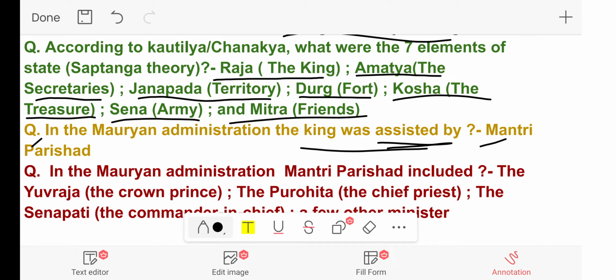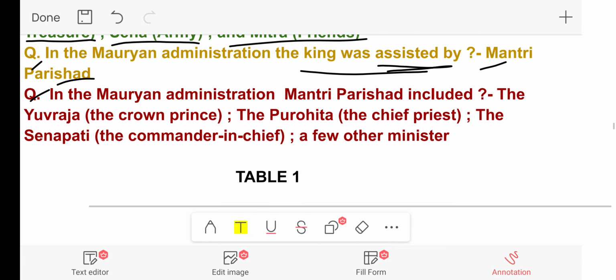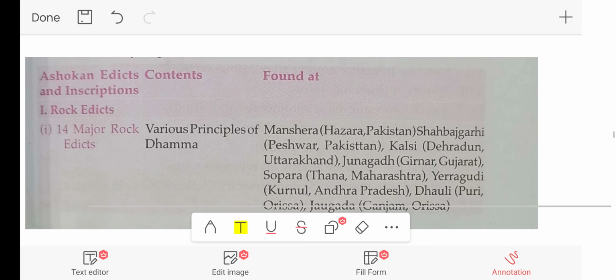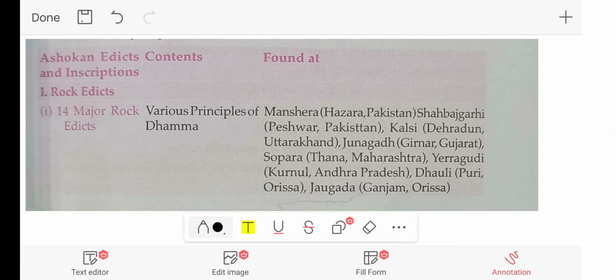Next, in the Mauryan administration, Mantri Parishad included the Yuvraj, who was the crown prince. Next was the Purohita, chief priest. Next was the Senapati, the commander-in-chief, and a few other ministers. Next is a table in which we'll study Ashokan edicts content and inscription and where they are found.